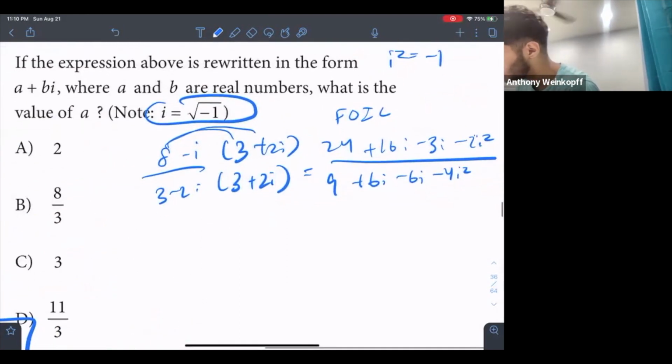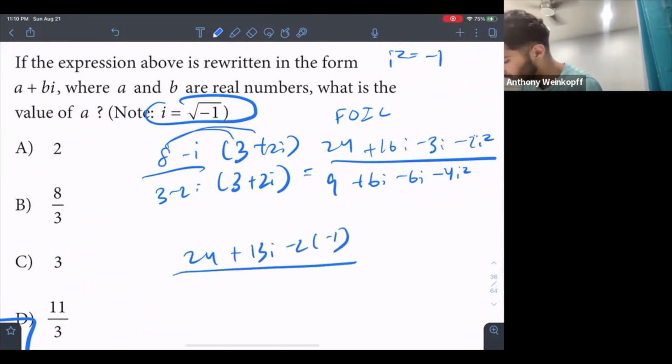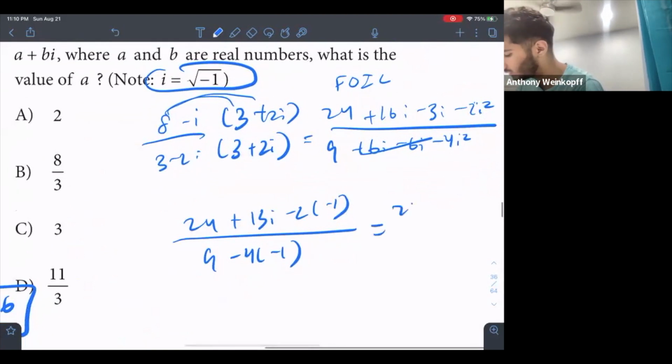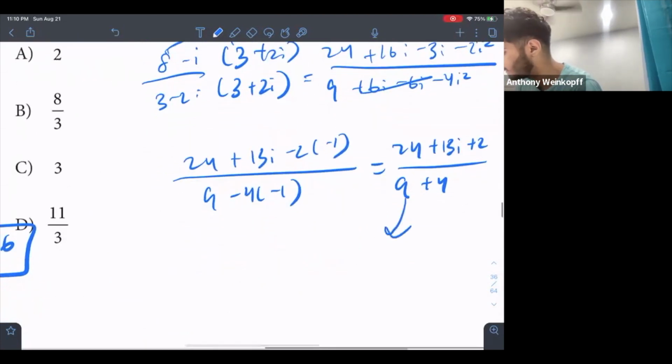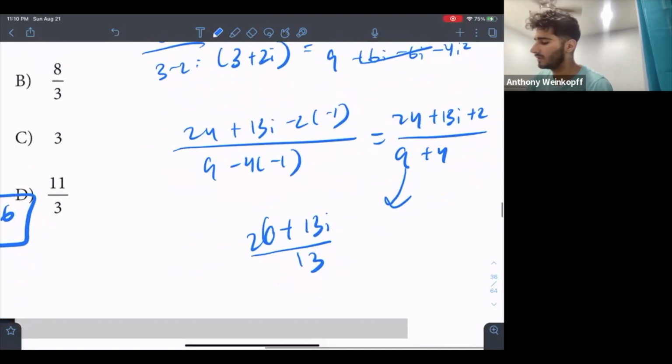You combine like terms, so you get 24 plus 13i minus 2 times negative 1 because i squared is negative 1, over 9. The 6i's cancel out, and then minus 4 times negative 1. So then you get 24 plus 13i plus 2, and 9 plus 4. So then you combine it even further: 26 plus 13i over 13. So then you could divide it by 13.